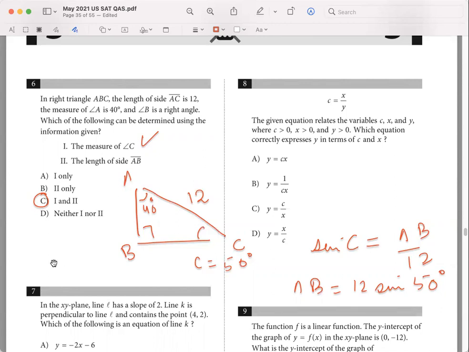Let's go to the next question. Just give me a second.